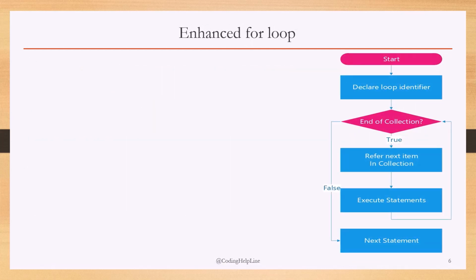Enhanced for loop. Enhanced for loop is especially designed for collections or arrays. We will work on this loop in future lectures. So it works like this. We start, declare the loop identifier within the parenthesis of for loop, and it checks end of collection is reached. If the end of collection is not reached, it goes to execute the next item and execute statements. And if end of collection is reached, it go to next statement and stop the execution.